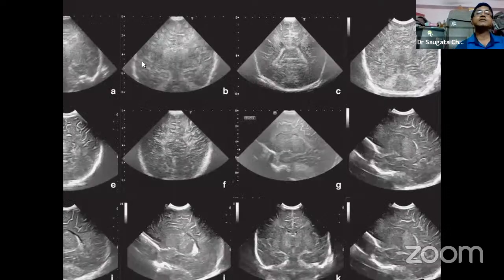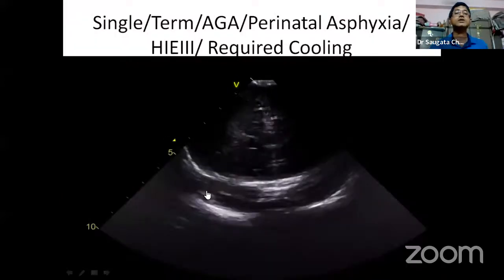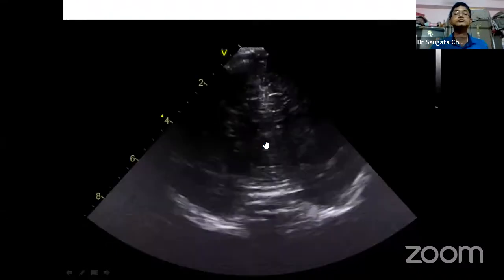Various features of HI: you can see gross cerebral edema, the ventricles are slit-like, and sometimes there's hyperechogenicity of the thalamus and the caudate nucleus. When hyperechogenicity is seen, you can see the posterior limb of the internal capsule between the thalamus and caudate nucleus. This is a term asphyxia baby, HI3, which required cooling.